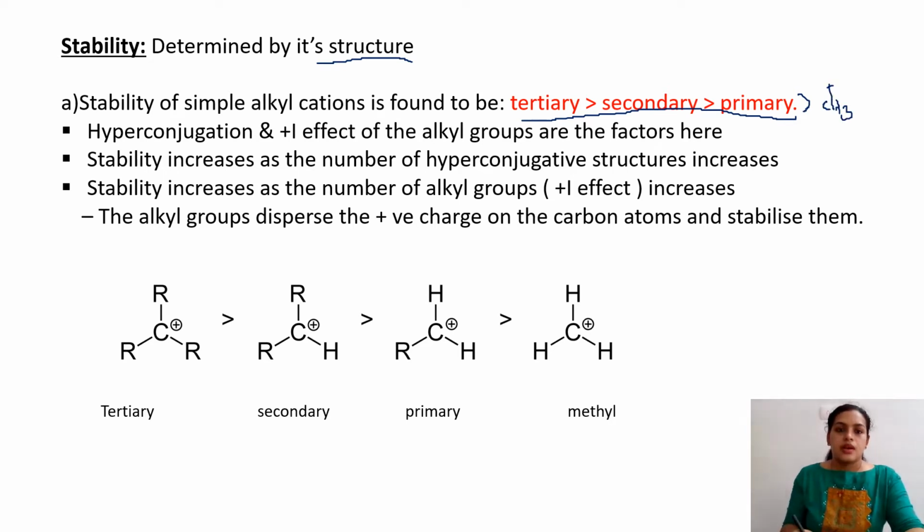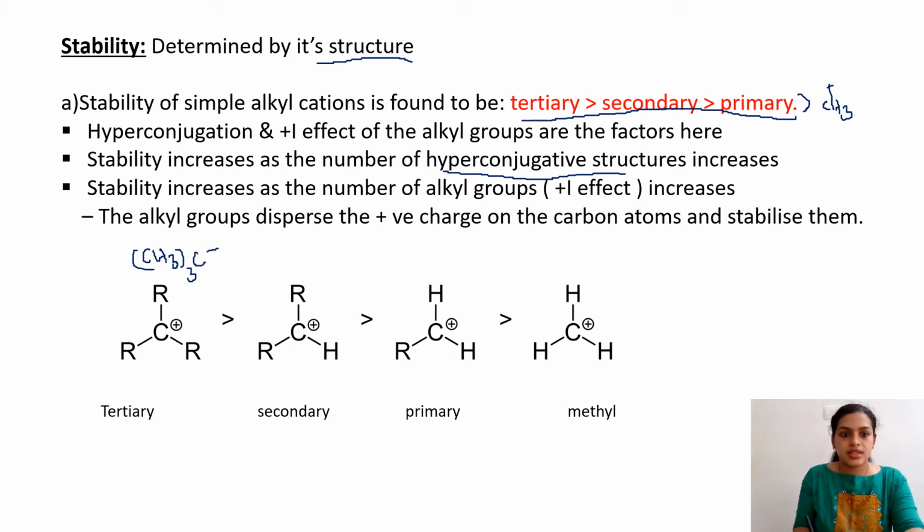Then the stability increases as the number of hyperconjugative structures increases. Here stability is determined by two factors: one is hyperconjugation and the other is the inductive effect. In the case of a tertiary carbocation, for example the tertiary butyl carbocation, (CH3)3C+, the number of hyperconjugative structures will be 9. This we have discussed in the case of hyperconjugation, and I have given the detailed explanation over there.